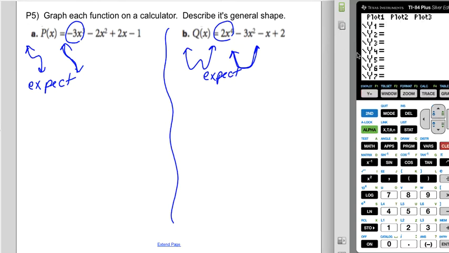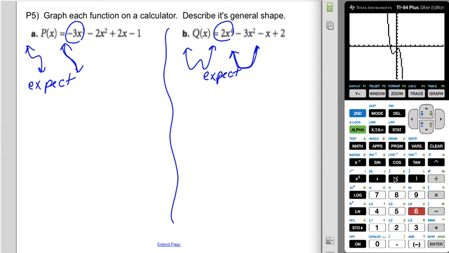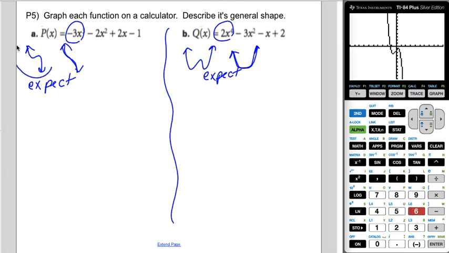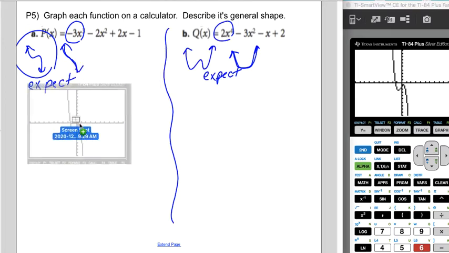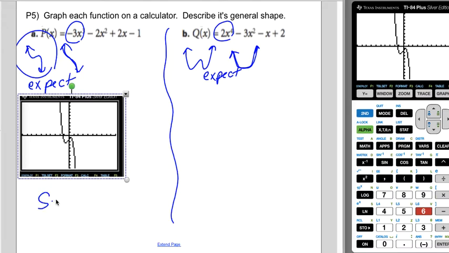So let's do this one first. We have negative 3x to the third minus 2x squared plus 2x minus 1. Remember I adjusted my window, so I'm going to zoom 6 just to see what happens. Sure enough, that's exactly what I expected. It's a good idea to know in your head what you expect, because if I'm expecting a W and I see only part of a W, it might mean I need to adjust my window. So sure enough, I've got an S shape, and I've got 2 U-turns.